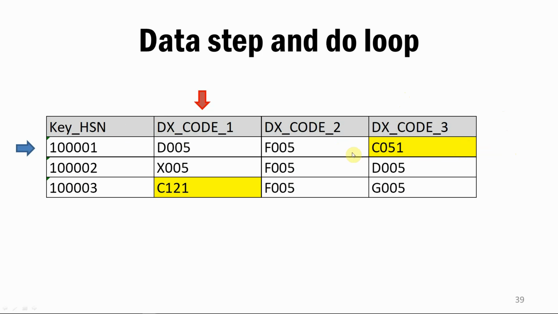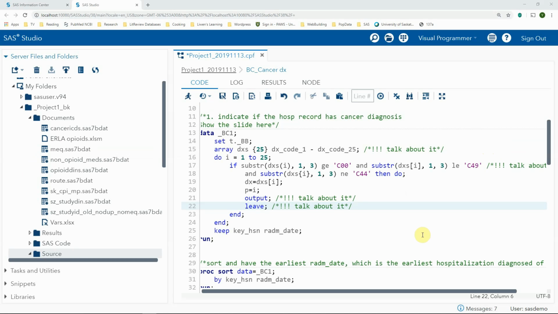So in that case, we're going to say leave, which means that you can now output this record, leave the current row, move to the next row and start the loop again. So that's how this leave is going to work.